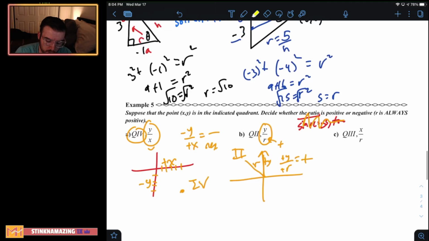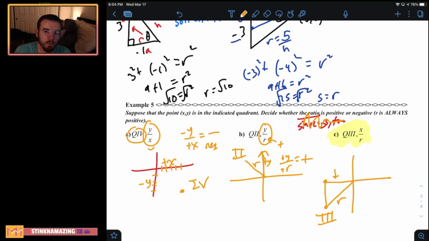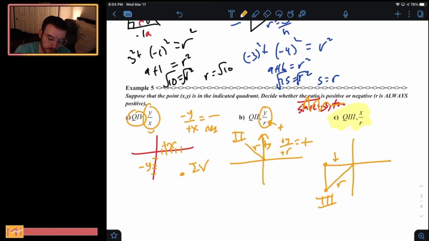So let's end with this question. We're just over 20 minutes. Will this be positive or negative? We are in quadrant 3, and as a reminder, r is always positive, but if we're in quadrant 3, is this x value positive or negative? And as a result, is this fraction positive or negative? Answers on screen.